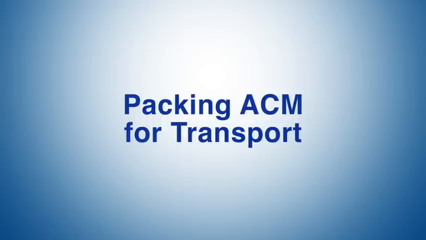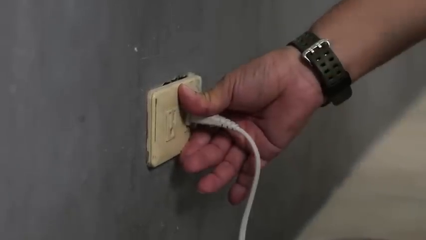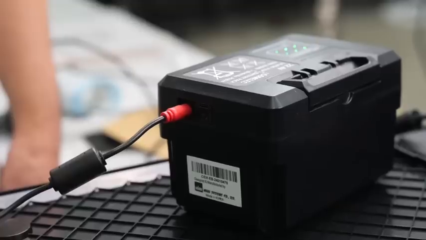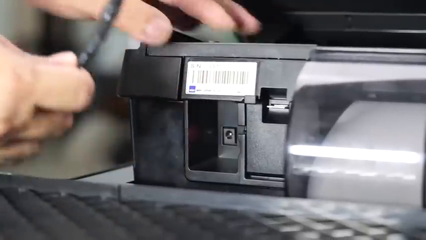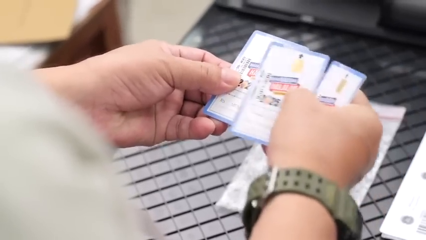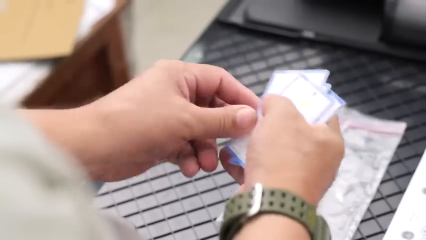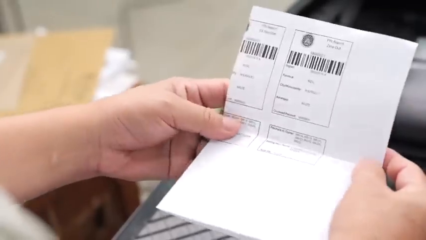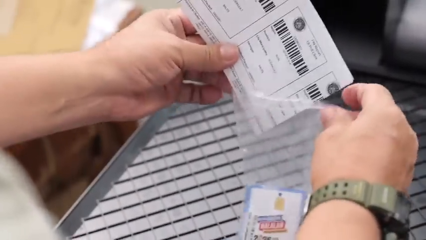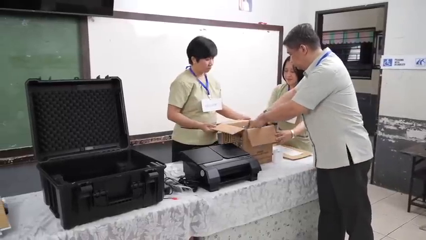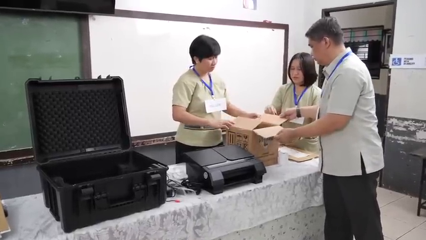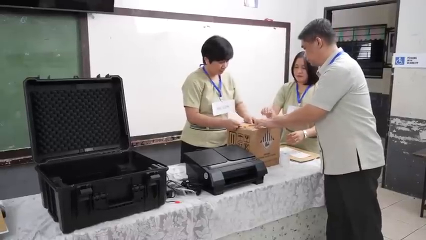To pack away the ACM, please do the following procedures. First, disconnect the power cable of the ACM, the battery cables from the battery, and the power cable from the ACM. Place the smart cards and pins in the Ziploc bag where it was originally placed. Then place the Ziploc bag with smart cards and pins, power cord, and battery cables inside the ACM case.